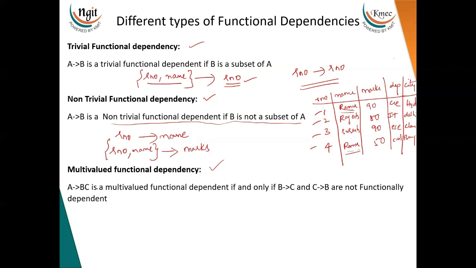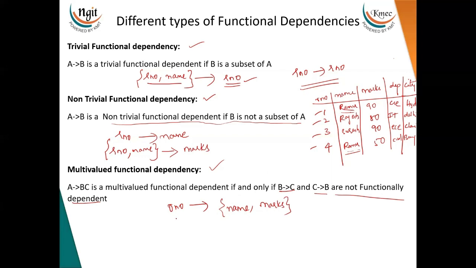Next is multi-valued functional dependency. A tends to BC is multi-valued functional dependent. When can you say that? If and only if there exists B tends to C and C tends to B, are not functionally dependent. Now let us understand this by taking an example. I'm considering roll number, identifying name, comma, marks.